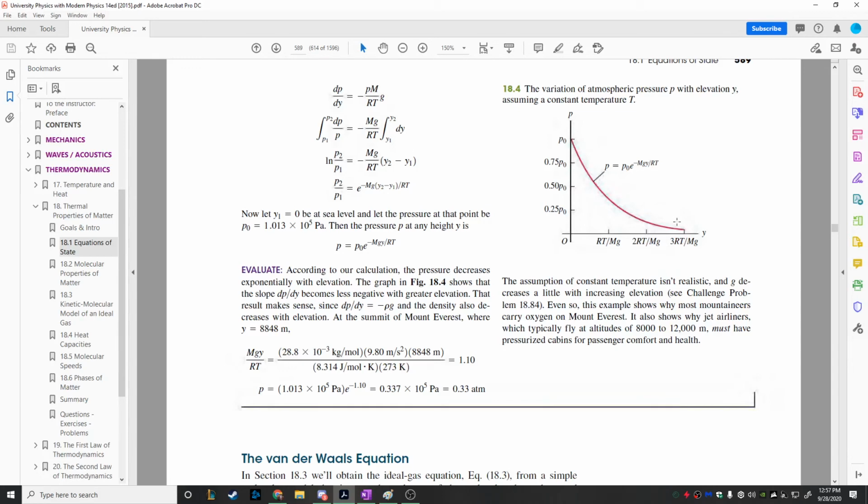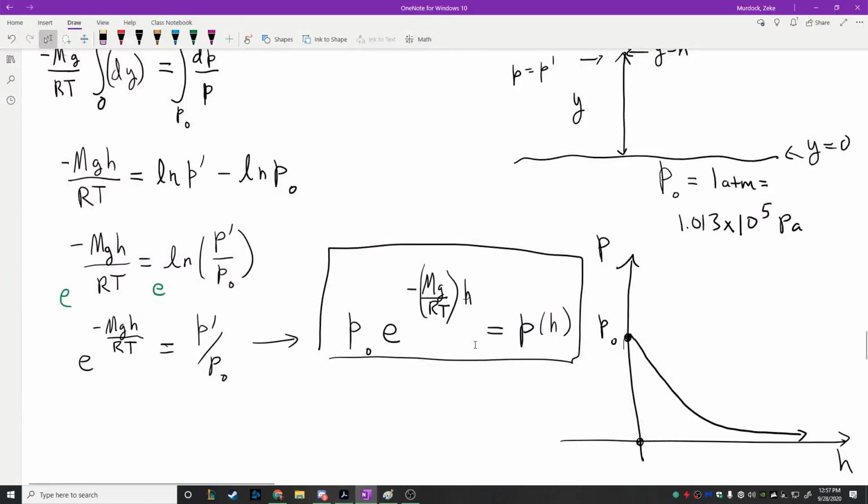But yeah. So as you go up, what happens with the pressure? The pressure decreases. That's pretty much what it says. The higher you get up into the atmosphere, the more the pressure decreases, and this is the relationship. It's this exponential decay kind of thing. Okay?